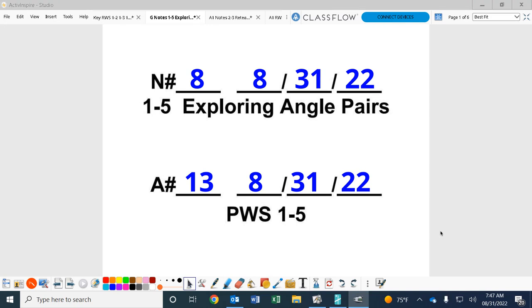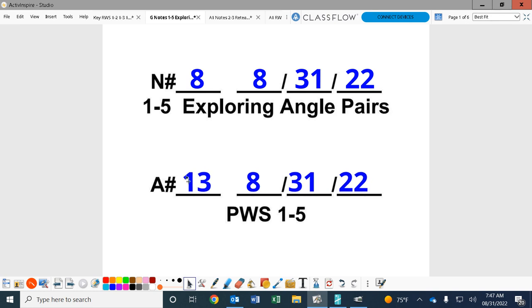Exploring what we call angle pairs. There are lots of sets of angles when lines intersect, when angles intersect, when we've got these different things. You're going to create things that are called angle pairs. This relationship between these angle pairs is going to be very important. You're going to use it to set up problems.